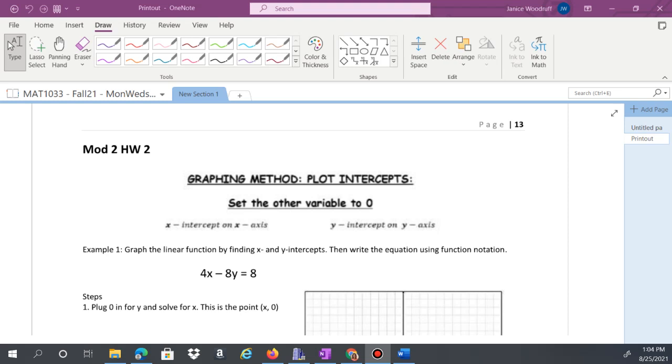In homework 2, you're going to be doing graphing on the computer. It is going to ask you to graph using different methods. So we're going to look at plotting the intercepts and also slope-intercept form.